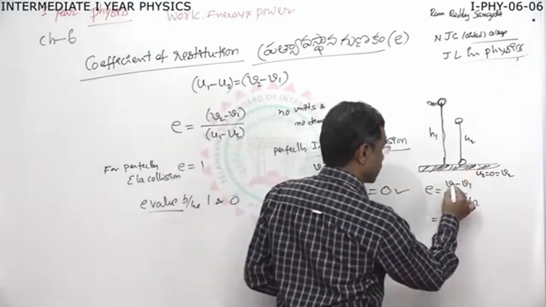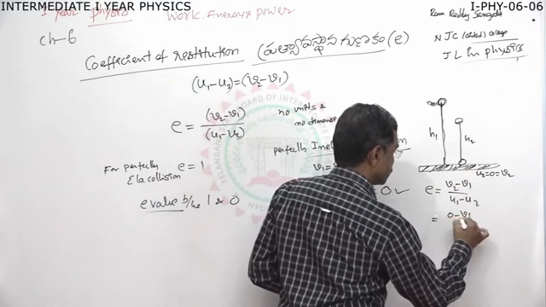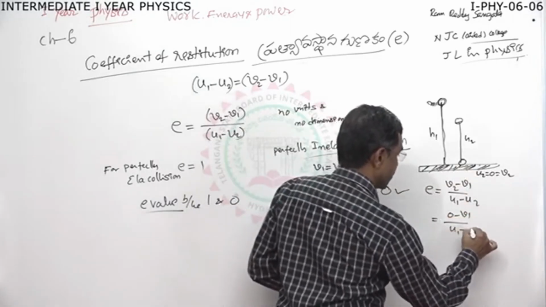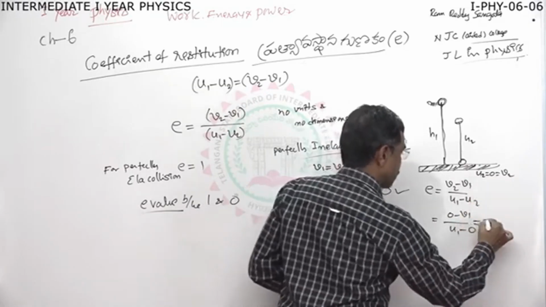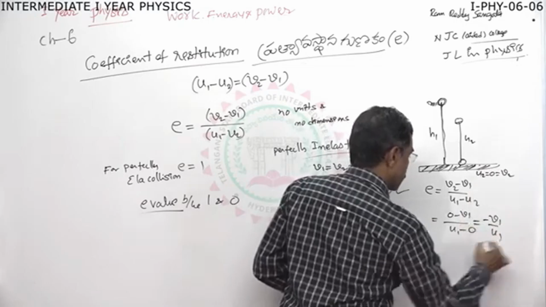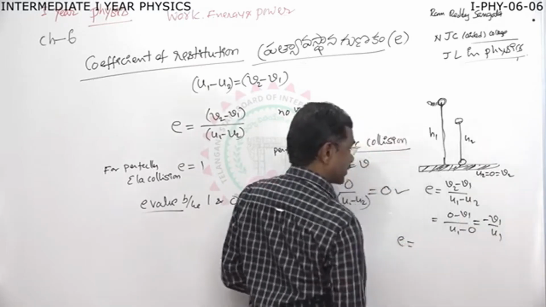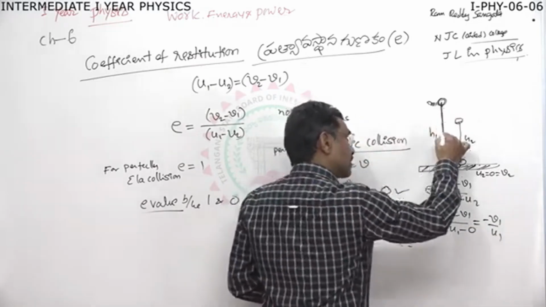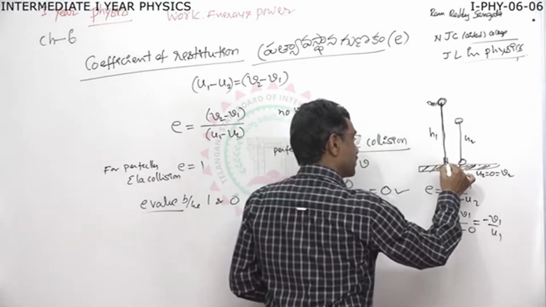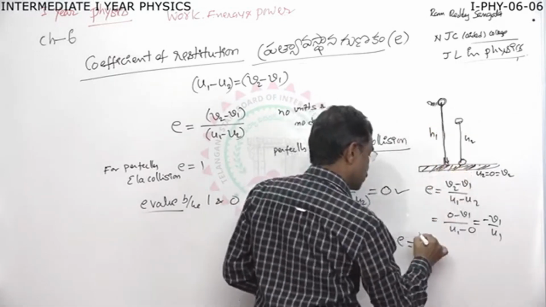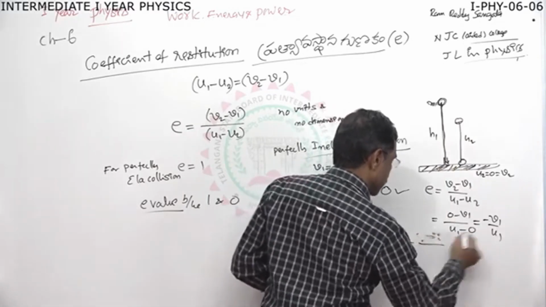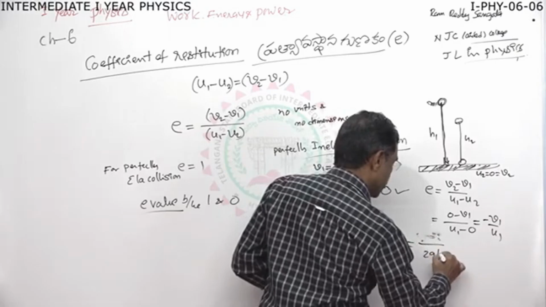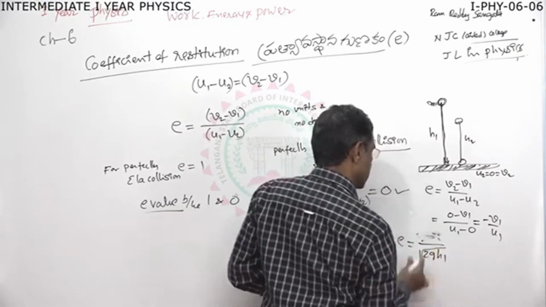So substitute and simplify. Here U2 is 0 and V2 is 0. So finally we have minus V1 by U1. Using basic kinematic equations, if it falls from height h1, a freely falling body, the velocity U1 will be root of 2g h1.